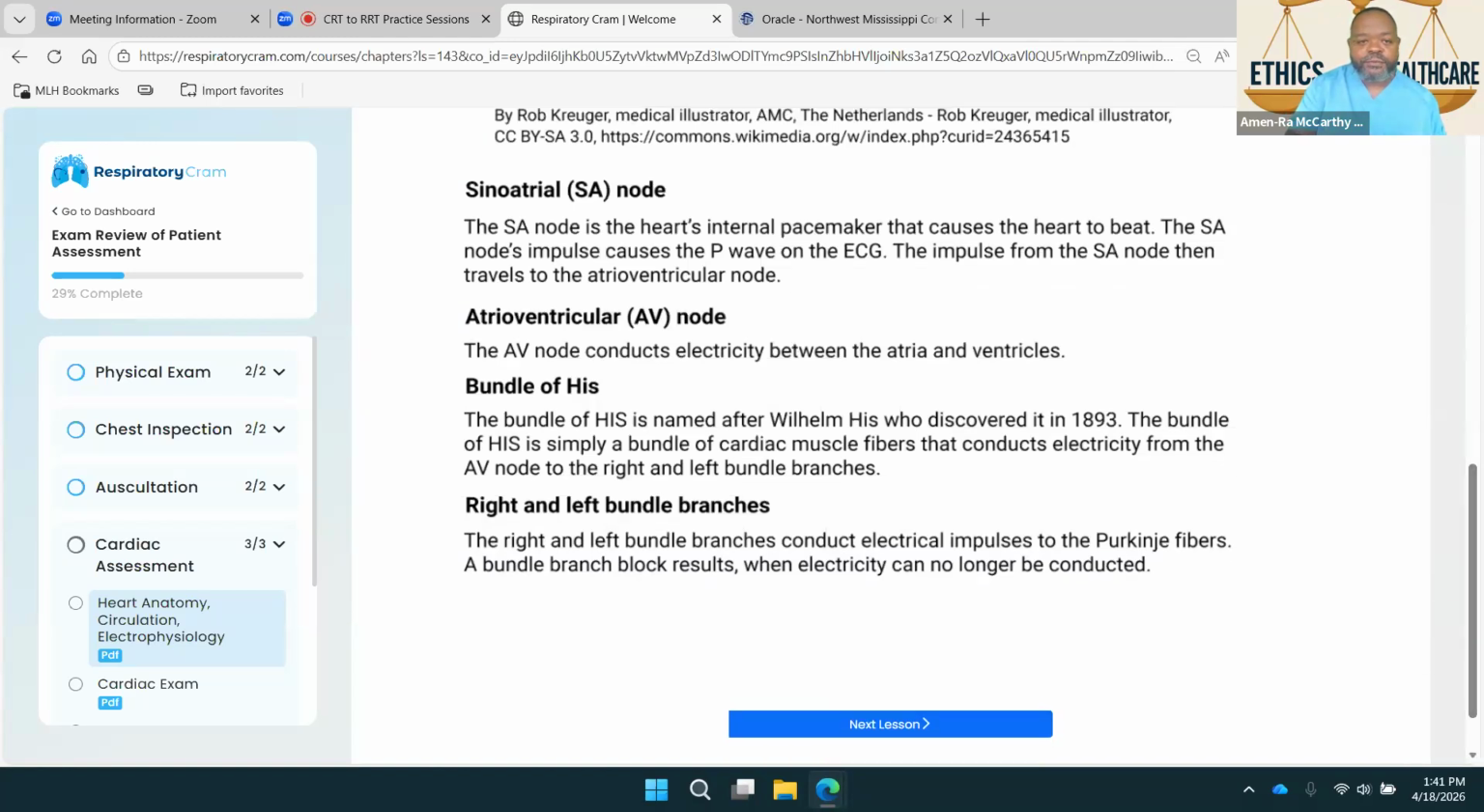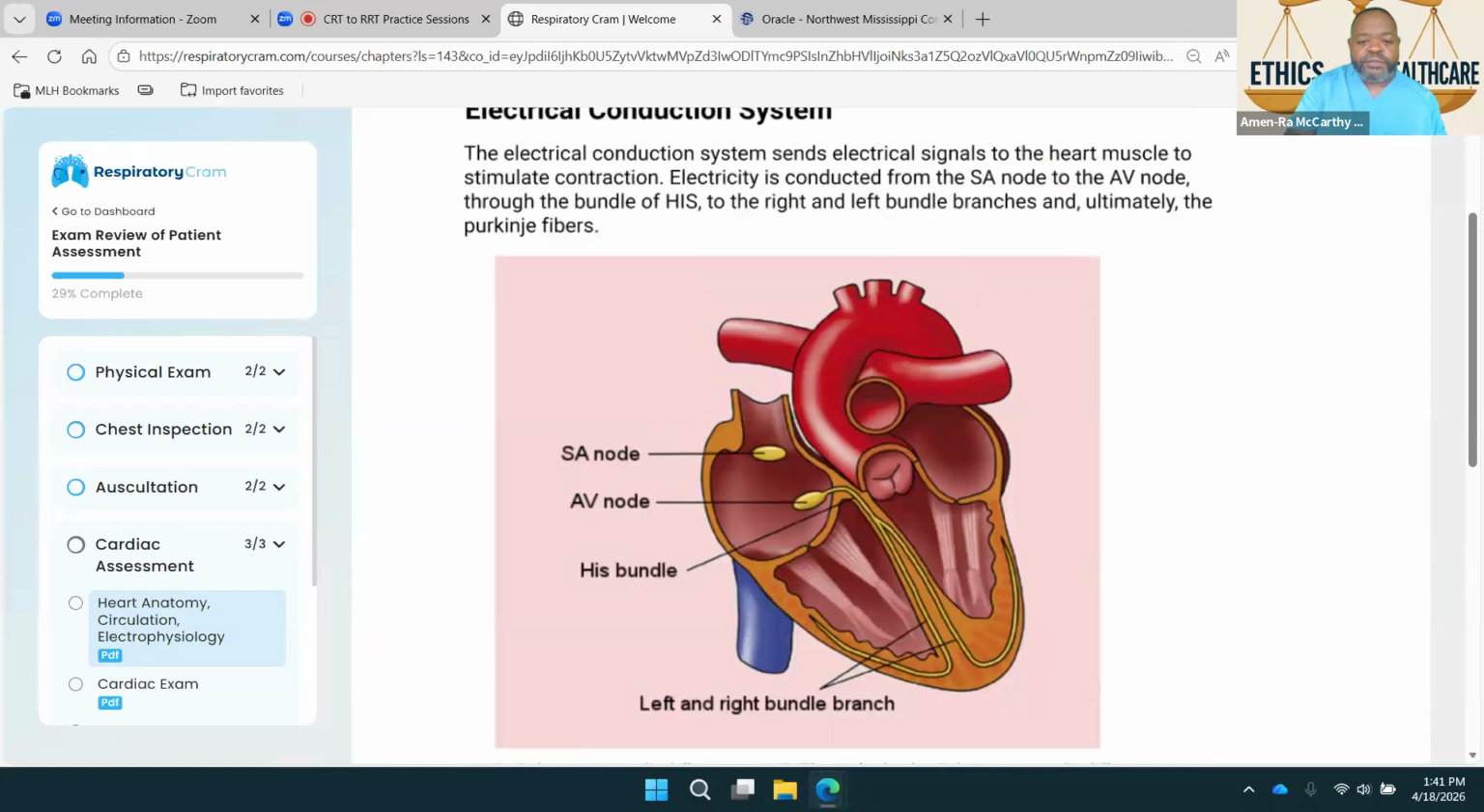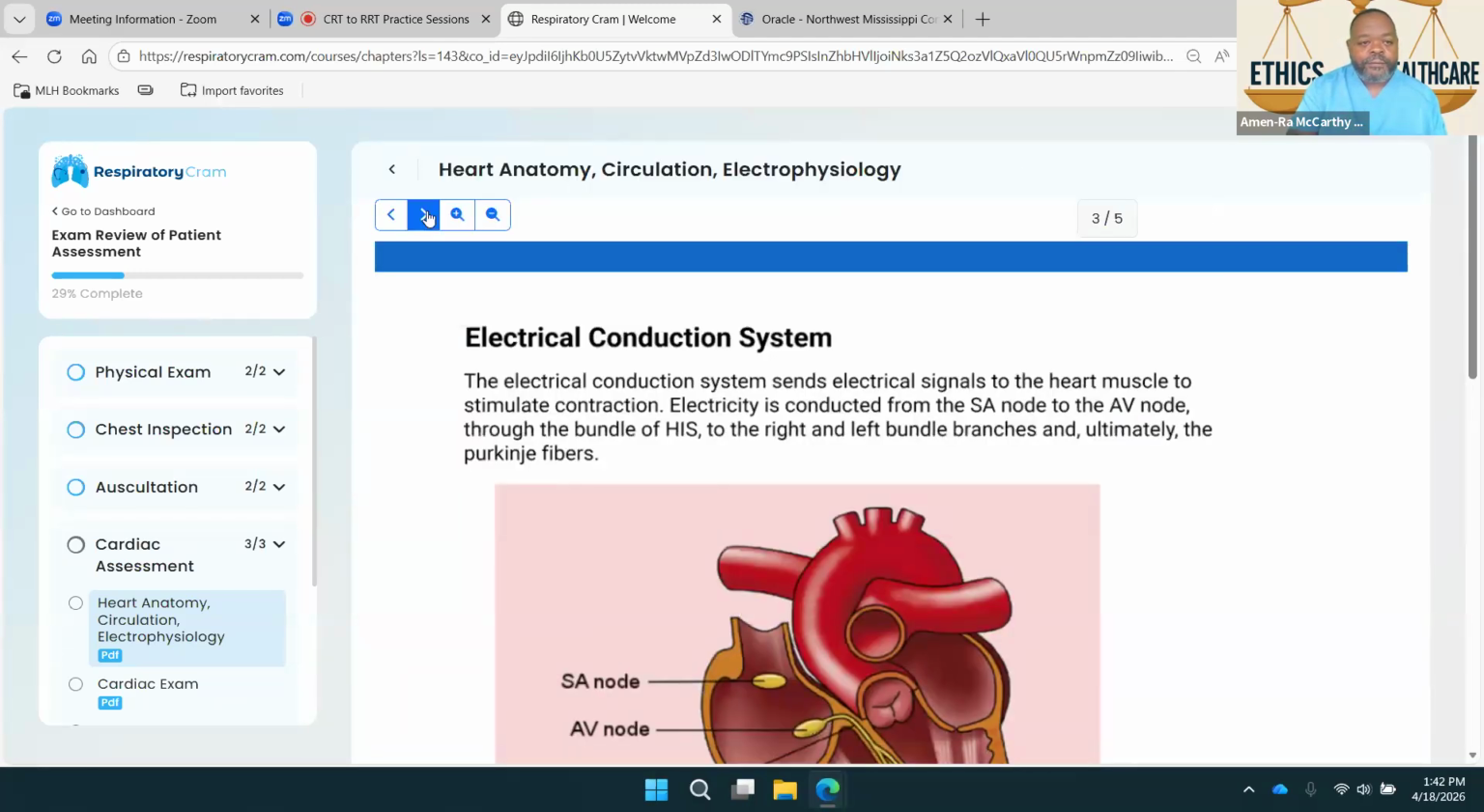Okay, let's go on to the next one. Here it is again. SA node, AV node, bundle of His, right? Left and right bundle branches. And don't forget, guys, when you're looking at something, it's the patient's left and right, not your left and right. This is the left and this is the right. A lot of people forget about that and then it'll throw you completely off.